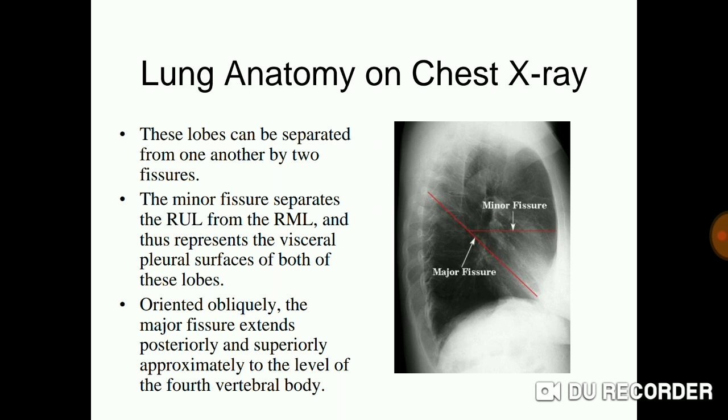The right lobes can be separated from one another by two fissures, the major fissure and the minor fissure. The minor fissure separates the right upper lobe from the right middle lobe and thus represents the visceral pleural surfaces of both of these lobes. Oriented obliquely, the major fissure extends posteriorly and superiorly approximately to the level of the fourth vertebral body.